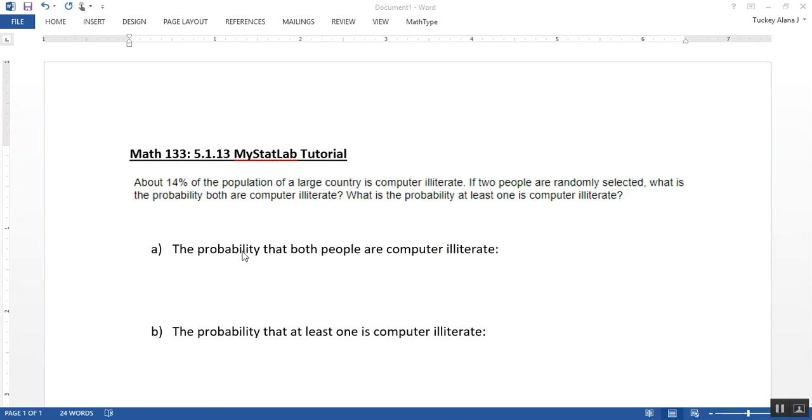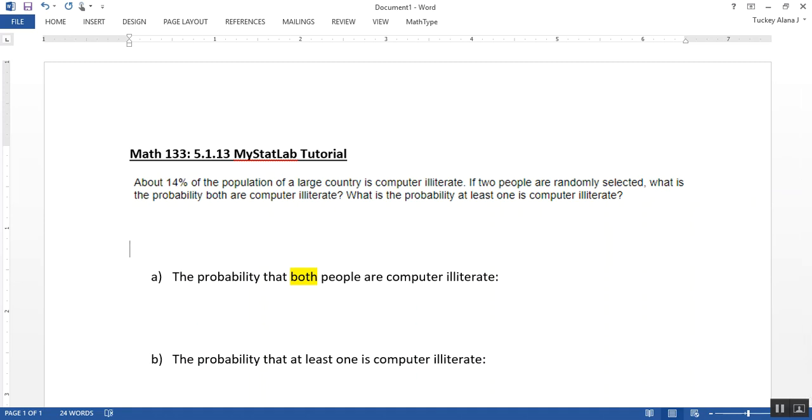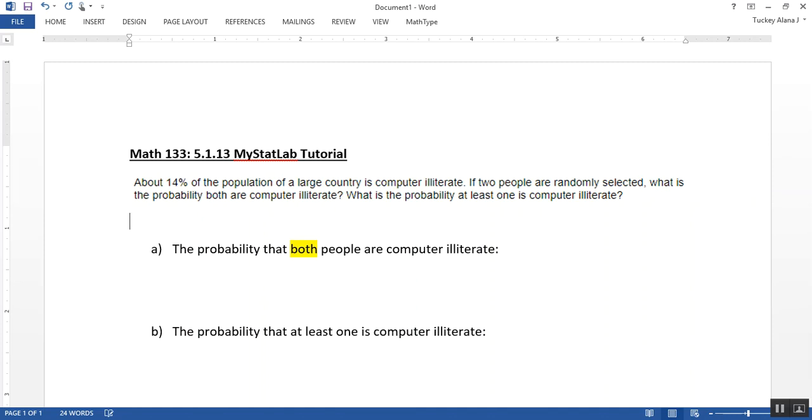Now, the key to this problem is the word both. That word right there is denoting something to us, namely that we have two people, for starters, and we want to know the probability that both of them are computer illiterate. And both means both the first person and the second person are computer illiterate. So let's just keep this in mind up here.